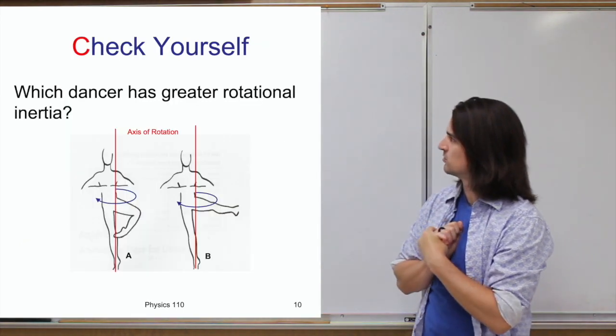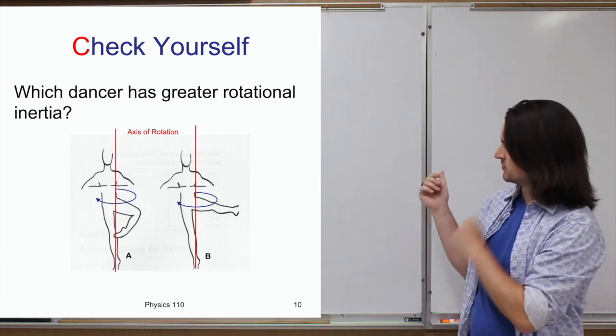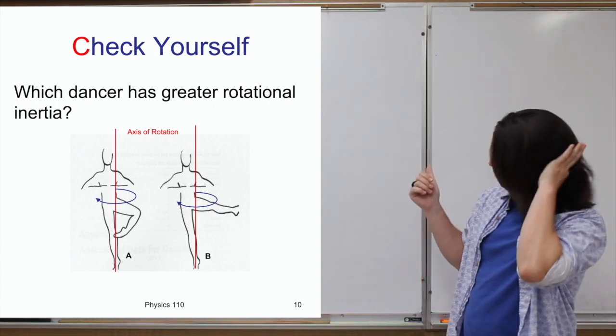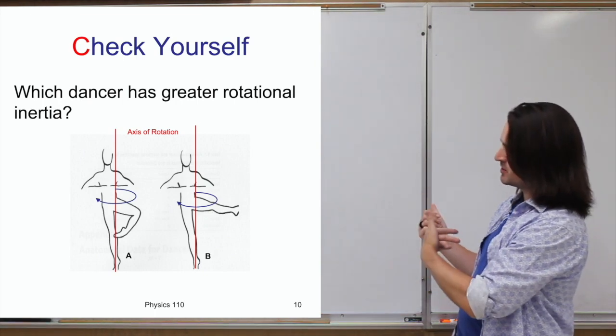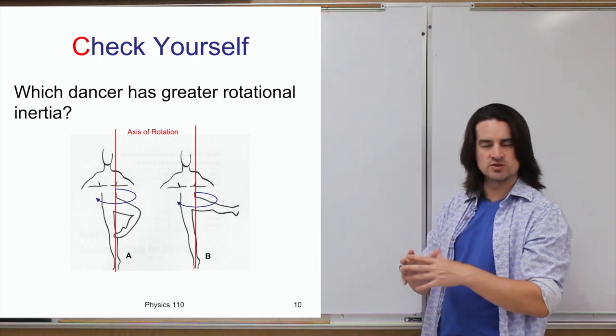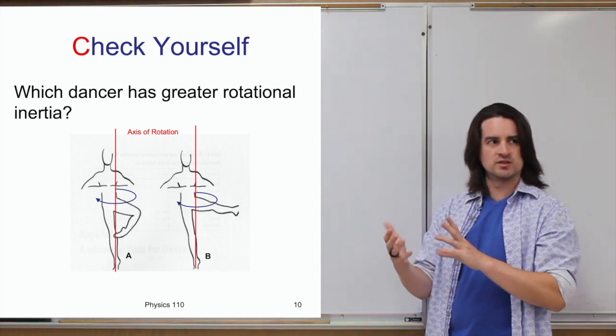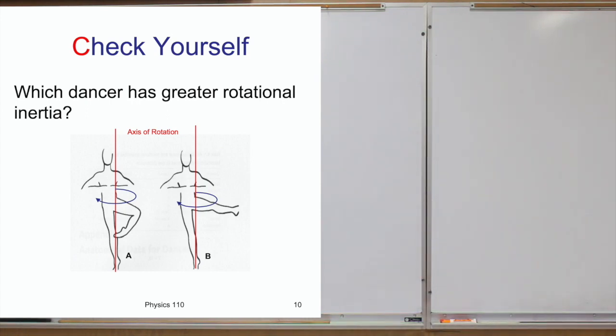So let's try a little question about rotational inertia. You have these two situations of probably a ballet dancer. You just want to know which of those situations, A or B, will have a greater rotational inertia, right? So which one's more resistant to being rotated? So take a second, give that a shot.